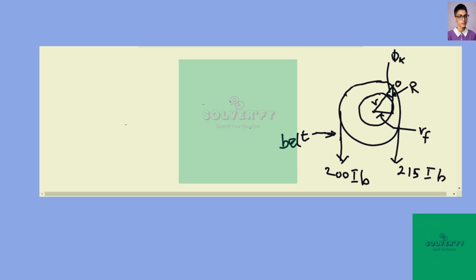If we take moment about point O, it's going to give us 0, and we have the 200 lb force there. 200 times r, the radius of the bushing that is given, plus r_f. Of course, r_f will be gained on this side, due to the loading of the system.